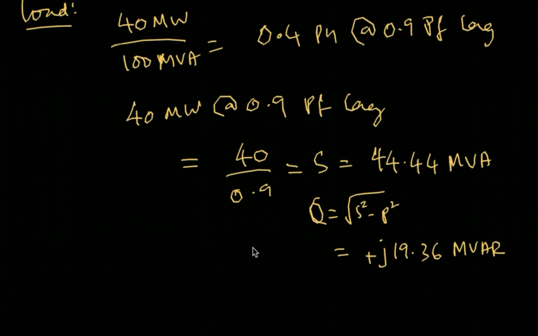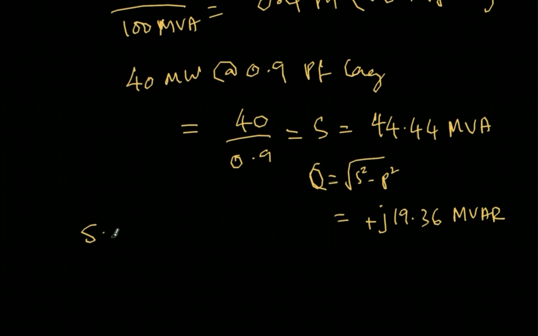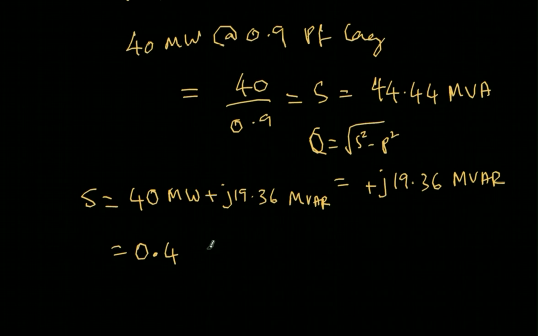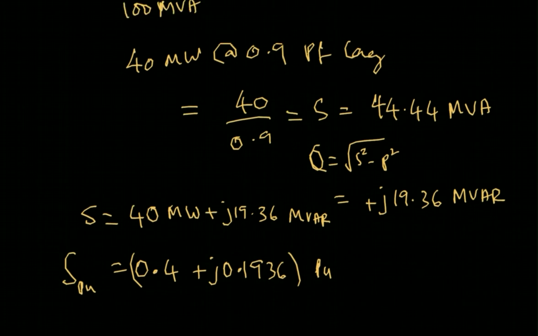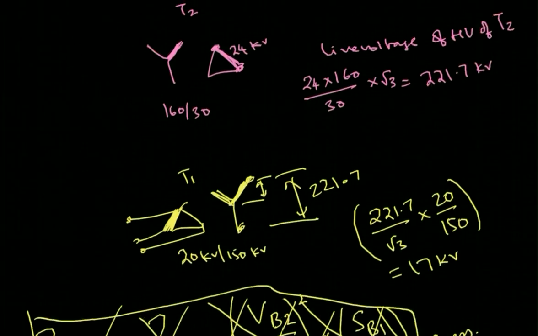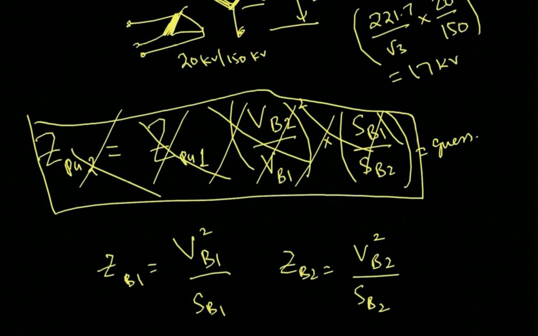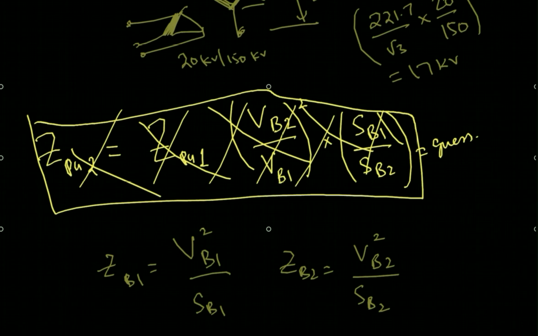So what is my total load? Total load is 40 megawatt plus j 19.36 MVAR. Now if I write it, it will be 0.4 plus j 0.1936 per unit, because if I divide by 100, both will be like this. So this is S per unit, my load. I think now I have completed everything. So I just have to draw the diagram. Maybe I'll use this place to draw the diagram, because I have run out of space at the end of the page. So here I'll do that.